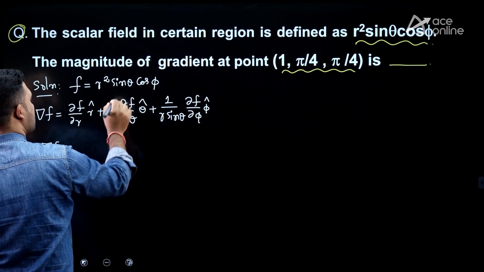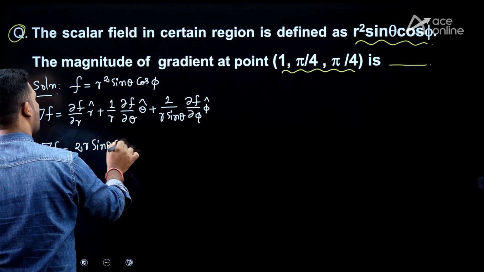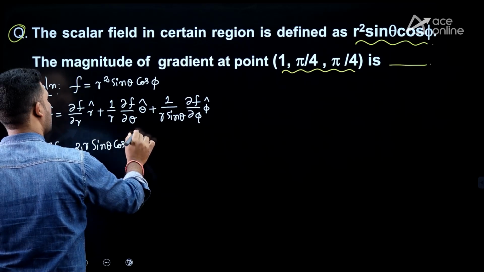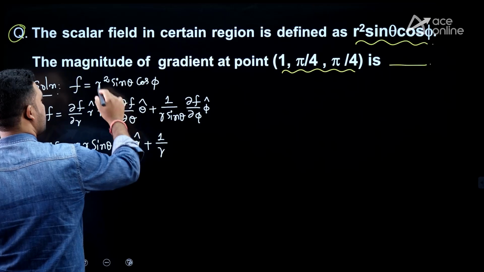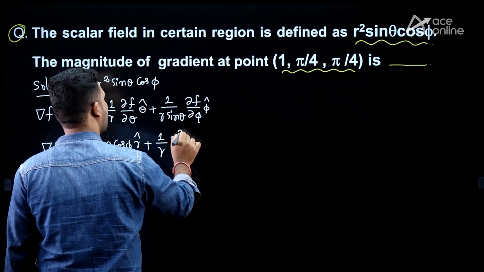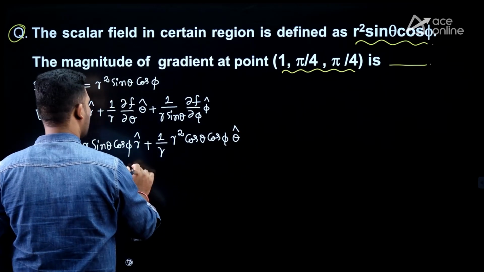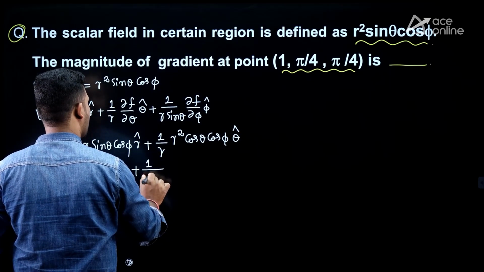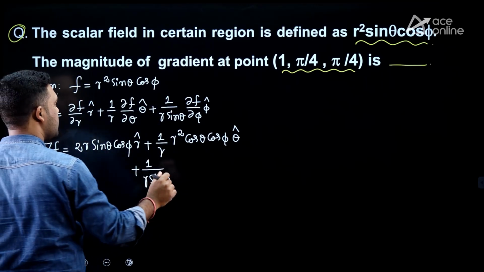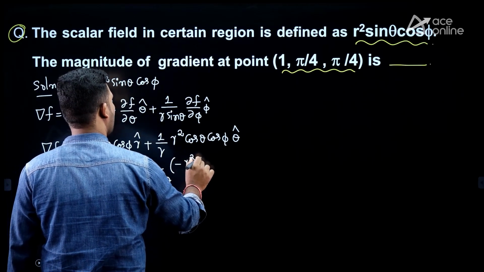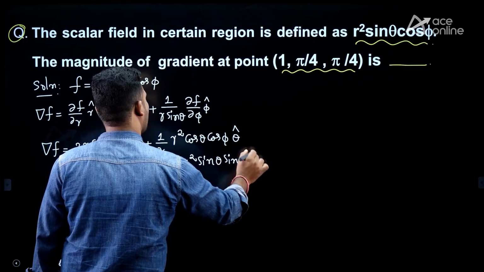So what is the differentiation of this one? With respect to r, it is directly 2r sin theta cos phi r cap, plus 1 by r into, what is the differentiation of this one with respect to theta? It is r square cos theta cos phi theta cap, plus 1 by r sin theta. What is the differentiation of this one with respect to phi? It is minus r square sin theta sin phi phi cap.